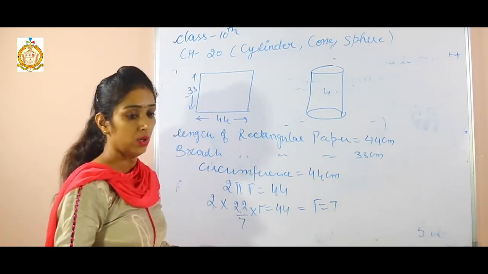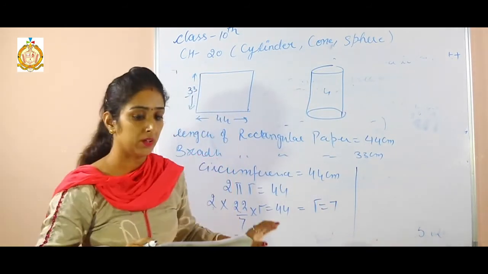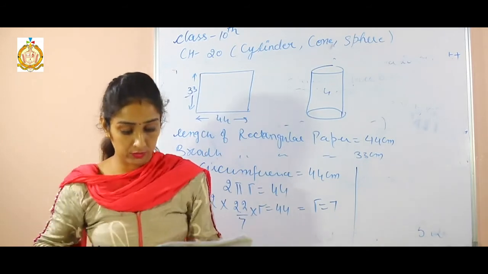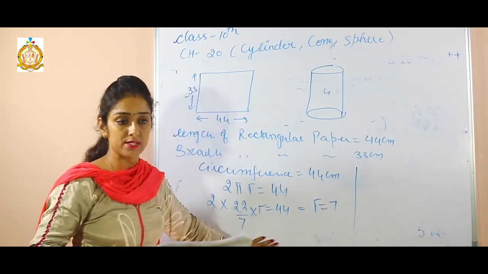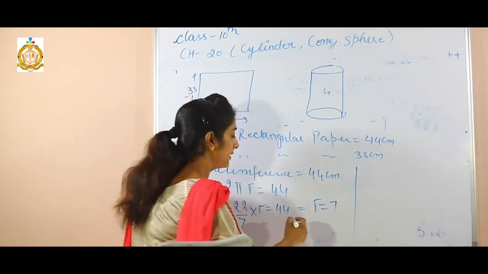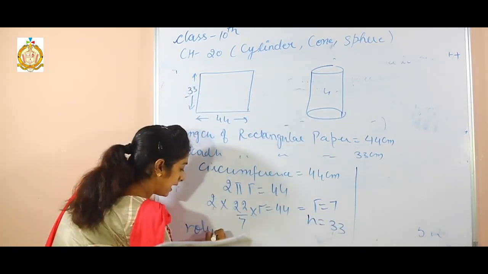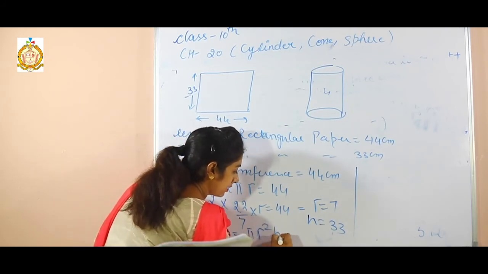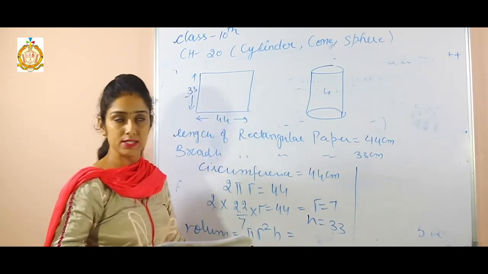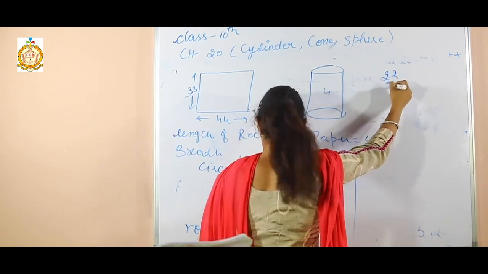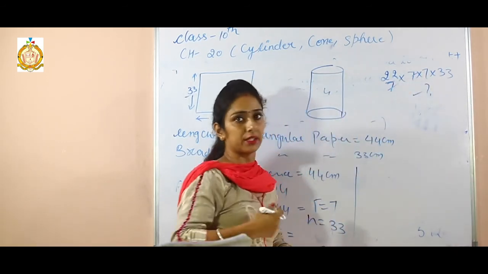So now when it is rolled along the longer side, then radius is this and height is 33, and we put the formula volume, that is pi r square h, and after pi r square h you put the value of pi, that is 22 by 7, and r is 7 into 33. After solving it you get an answer.